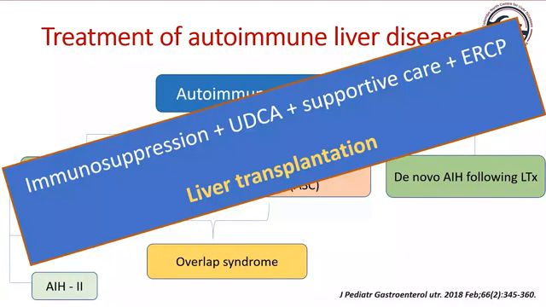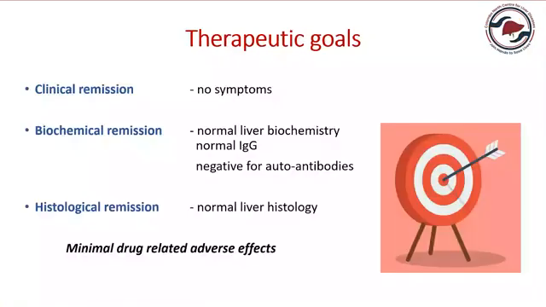We will come to individual therapeutic strategies in the next few slides. Before that, with those therapeutic modalities, what are we trying to achieve? What are our therapeutic goals? So if we have a child who's diagnosed with autoimmune liver disease, we want that child to be free of symptoms. So no symptoms. If the jaundice is there, it should disappear. Biochemical remission. Normal liver biochemistry, normal AST/ALT.